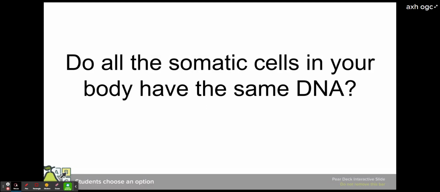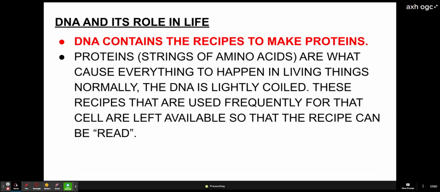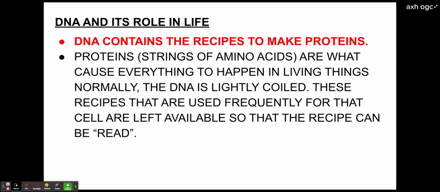Kieran, Izzy, Liam, what do you think? All right, so most of you do remember that all the cells in your body do, in fact, have the same DNA, because that cell, the zygote, undergoes mitosis. What does mitosis give you? Two genetically identical daughter cells. So you should remember, too, that DNA contains the recipes to make proteins. That's what the sequence of nucleotides in DNA contains, the instructions to make proteins.